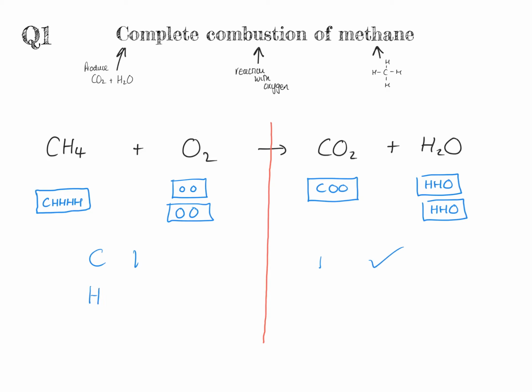Let's have a look at hydrogen. Hydrogen, we have got 1, 2, 3, 4 on the left, 1, 2, 3, 4 on the right. So we've got 4 on the left and 4 on the right, so that balances. And for oxygen, we have got 1, 2, 3, 4 on the left, 1, 2, 3, 4 on the right. So that also balances. So we are done.